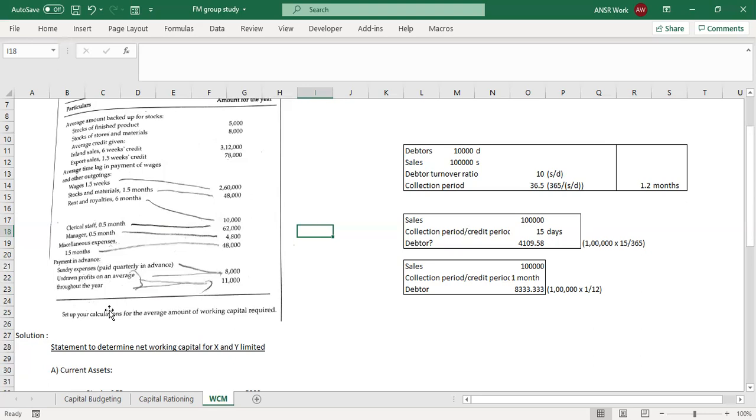Advance means I have to pay, right? No, that is incorrect. When you say payment in advance, that means you have already paid in advance. Till now you were thinking you have to pay. No, you have already paid. Now think from that perspective. It's definitely an asset. Yes, I think you got it. Everybody else got it? Anybody having any doubts?